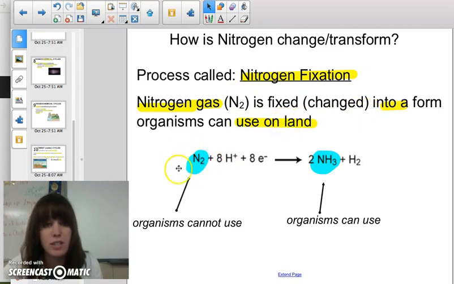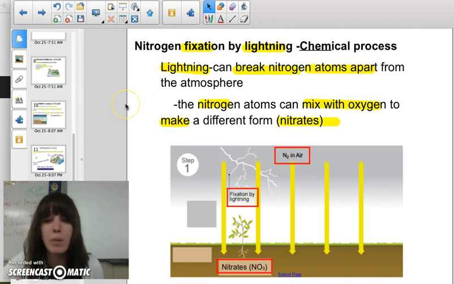So for instance, here is nitrogen gas. Organisms can't use this nitrogen gas, and so through the process of nitrogen fixation, it can turn it into nitrogen that organisms can use, for instance, ammonia, NH3. Now there's a couple ways that nitrogen fixation happens.